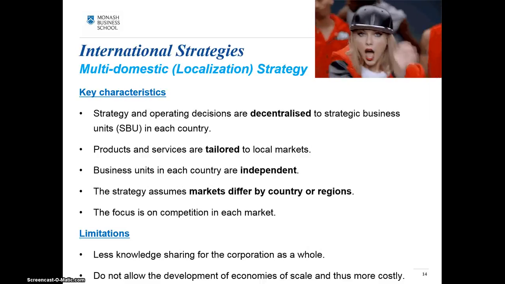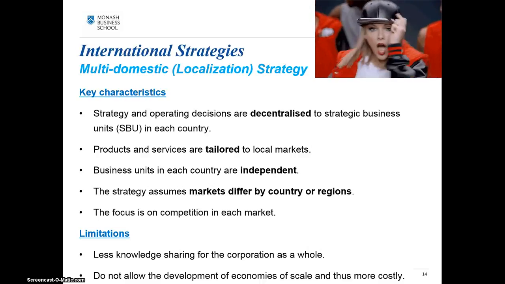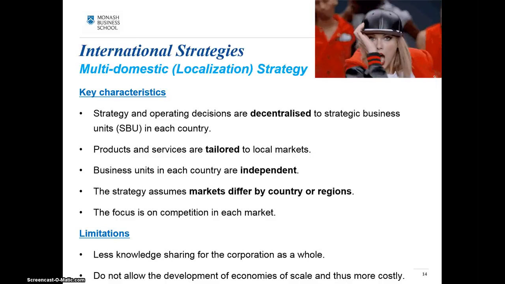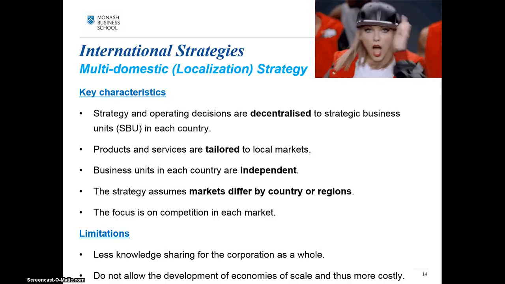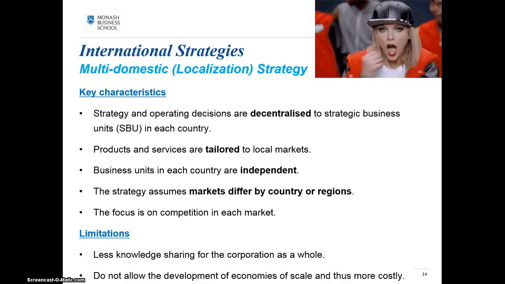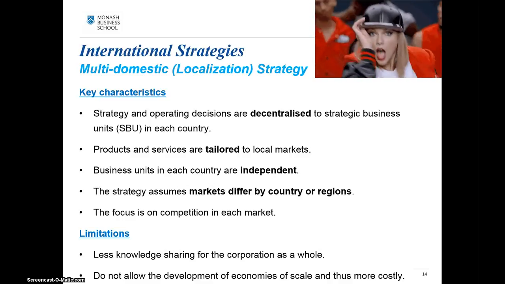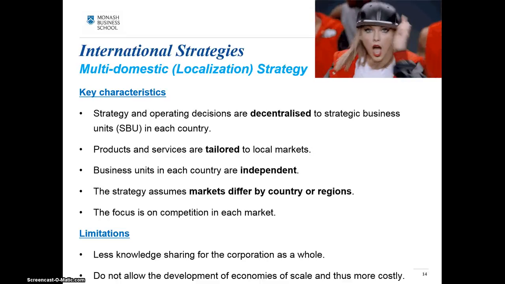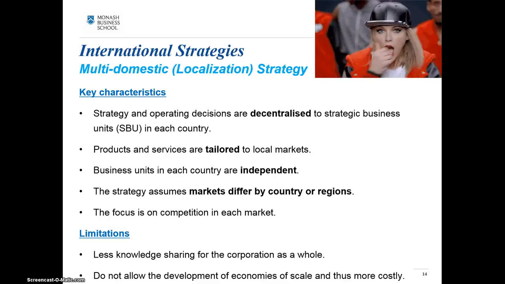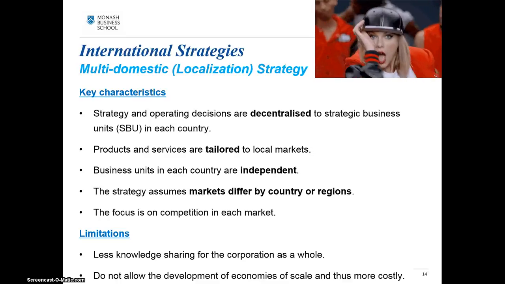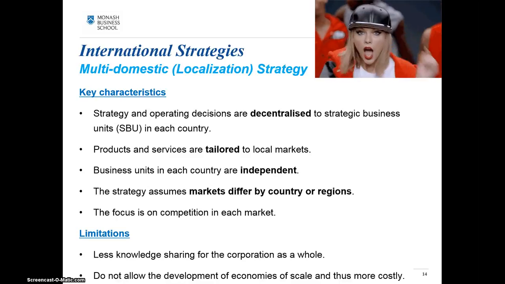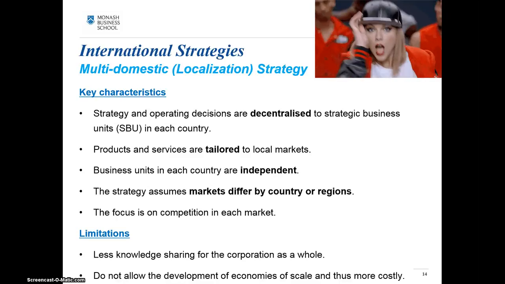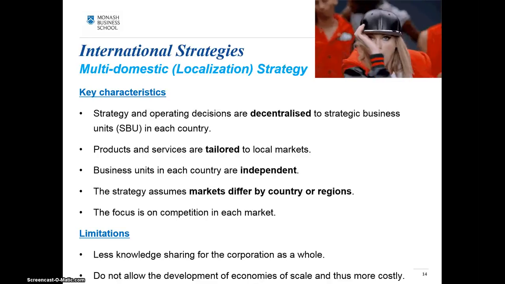As you can imagine from just thinking about some of these things, there are also some inherent limitations with the multi-domestic strategy. The first is that we tend to see, on average, less knowledge sharing for the corporation as a whole. So if you think about it, if each of the different business units and subsidiaries across the world are doing things differently, then they might develop knowledge which is specific to their own part of the world, but it's difficult to transfer that knowledge to another country where the consumer preferences and demands are quite different.